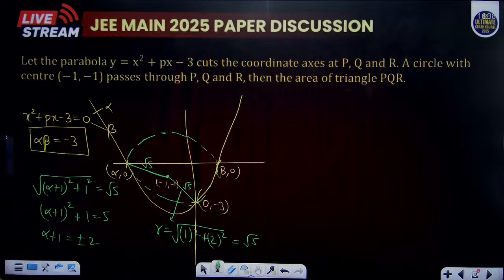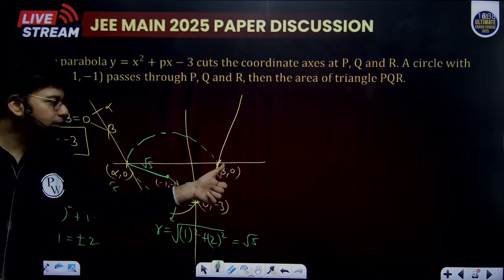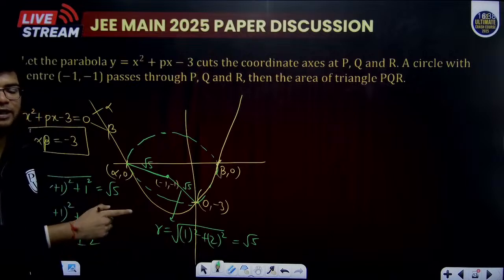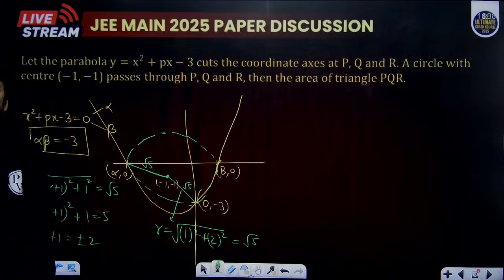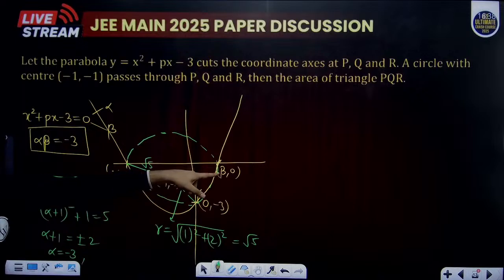Why are we getting two values? Because there is another point lying on the x-axis that is also at a distance of root 5. That is definitely giving me the coordinates of point beta. So alpha is coming out as -3. Definitely the other value is giving me the value of beta.